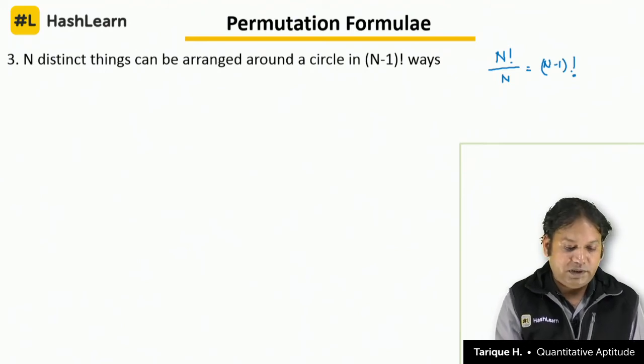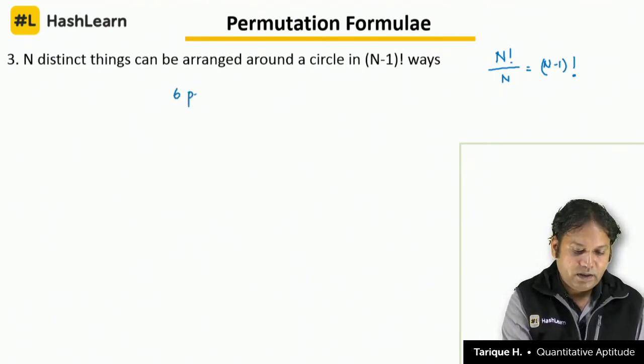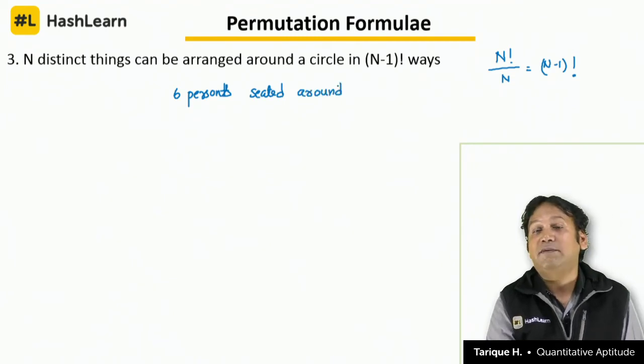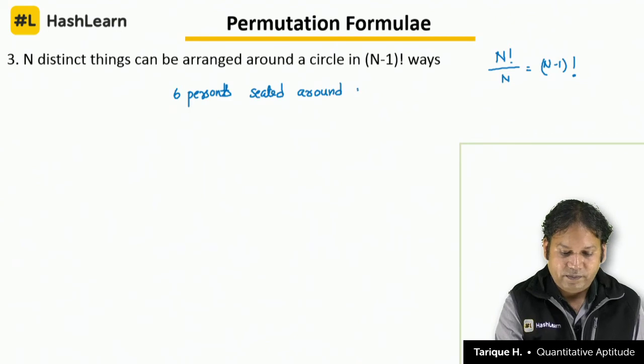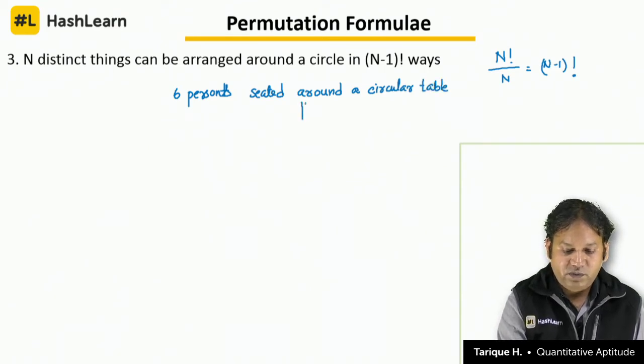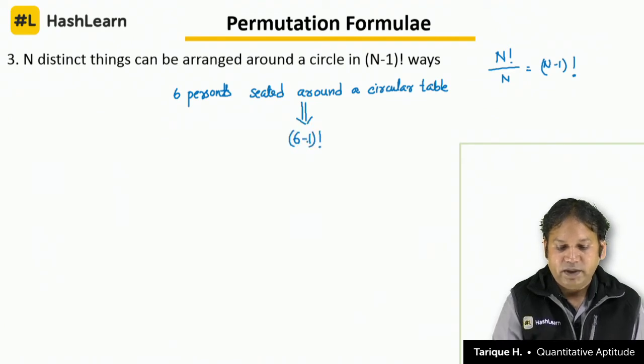Say if there are 6 persons seated around a circular table. So, in how many ways can you do that? The simple answer would be 5 factorial. Six persons seated around a circular table, so we are arranging them around a circle. The number of ways would be 6 minus 1 factorial, that is nothing but 5 factorial.